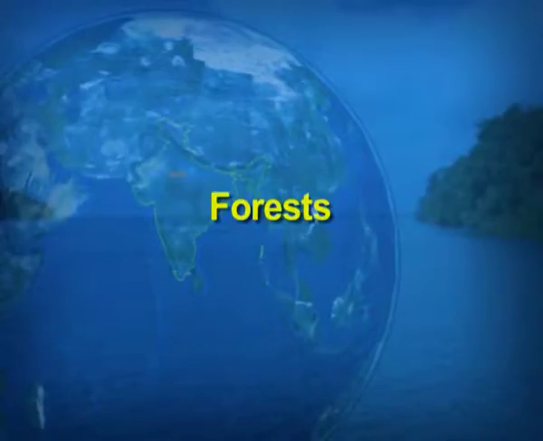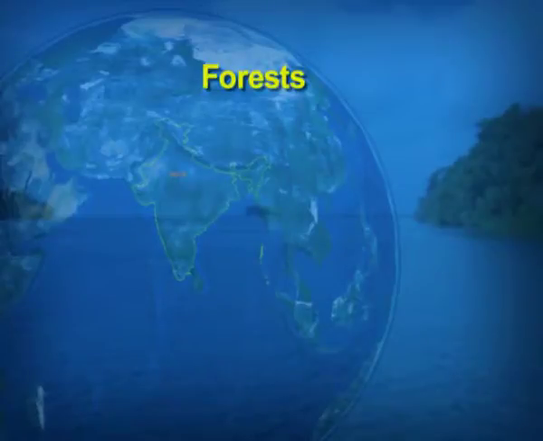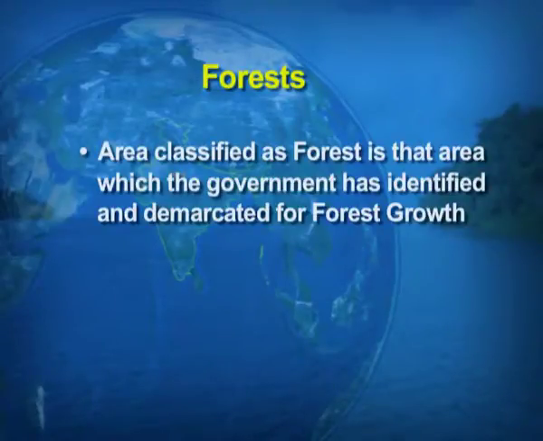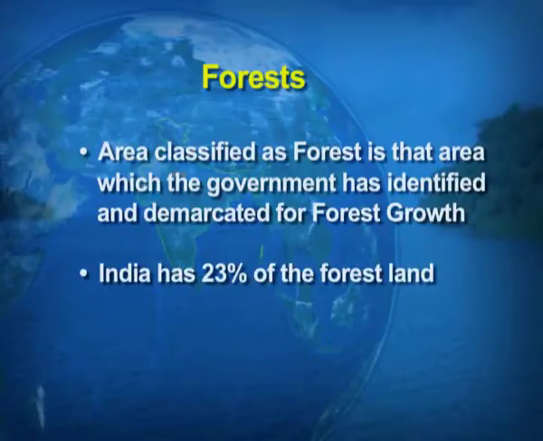So, first we take up the forest land. Now, what is the forest land? The area classified as forest is that area which the government has identified and demarcated for forest growth. And dear children, India has 23% of its land under forest.